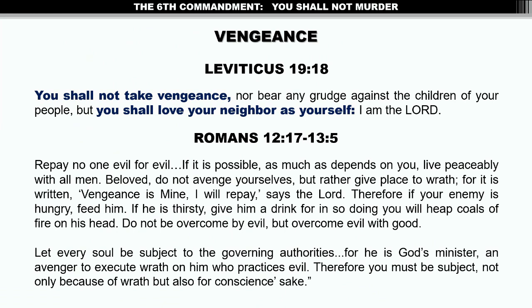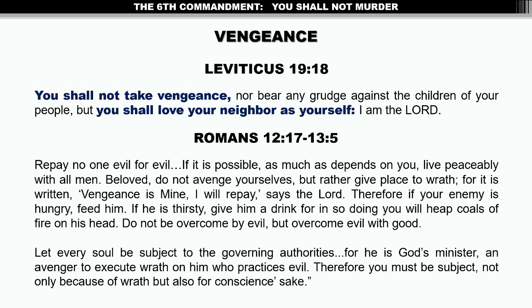Now in Leviticus 19:18 we read, "You shall take no vengeance nor bear any grudge against the children of your people, but you shall love your neighbour as yourself. I am the Lord." Now, the idea of not taking personal, private vengeance and loving one's neighbour are both Old Testament commands, not just New Testament ideas. Now, when Paul talks about not taking personal vengeance, he goes straight on to say in the next chapter in Romans 13 that God has given civil governments legitimate authority to be bearers of God's justice.